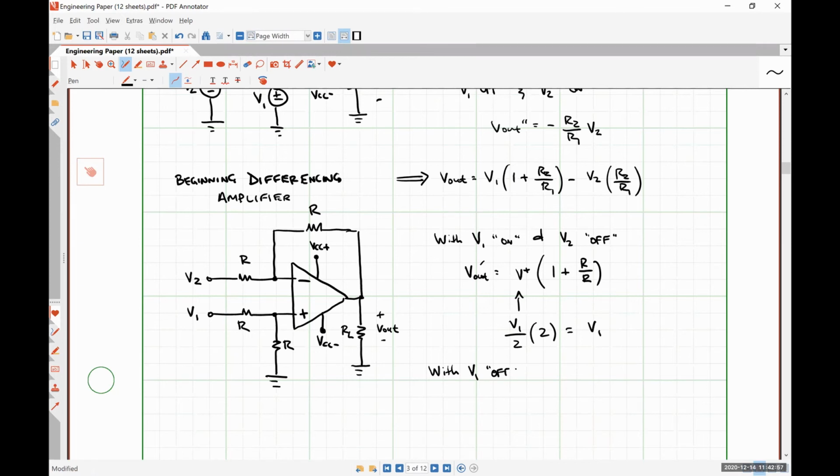Now, with V1 off and V2 on, what does this op amp look like? If this is ground, then these two resistors are in parallel, but they're both grounded on either side, which means no current can flow through them. So it looks like V plus is grounded. So this would be an inverting amplifier. So we know that V out should be V2 multiplied by a factor of negative R over R, which is just negative V2. Everybody okay with that? Good. If you see something funny or that doesn't make sense, please let me know. We'll talk about it.